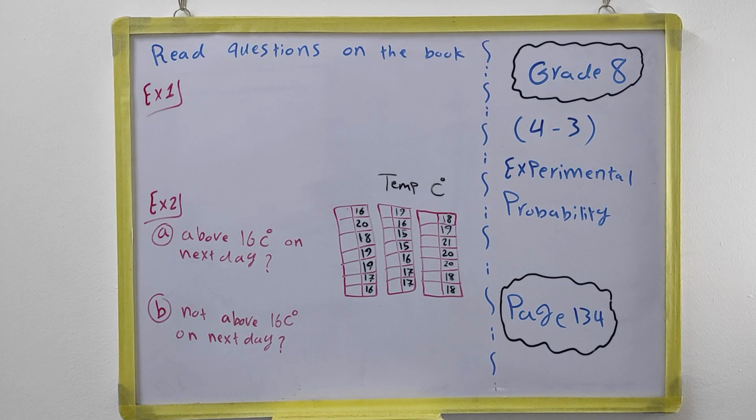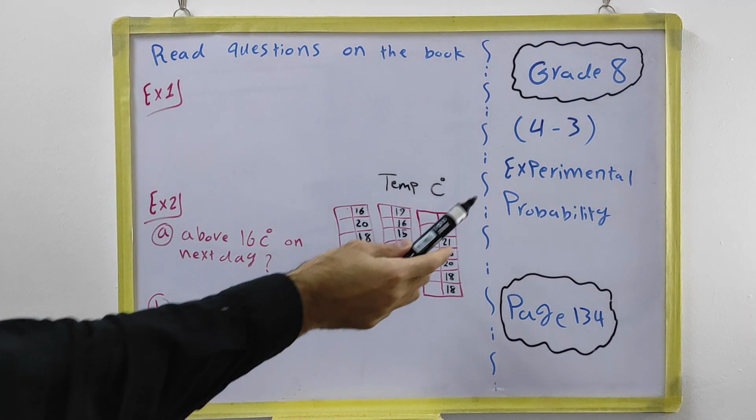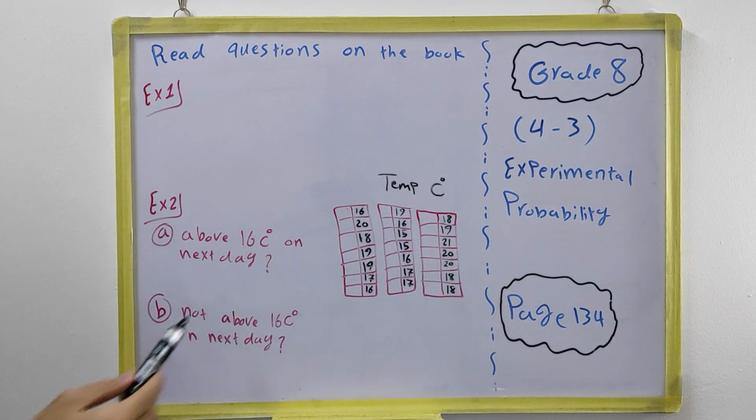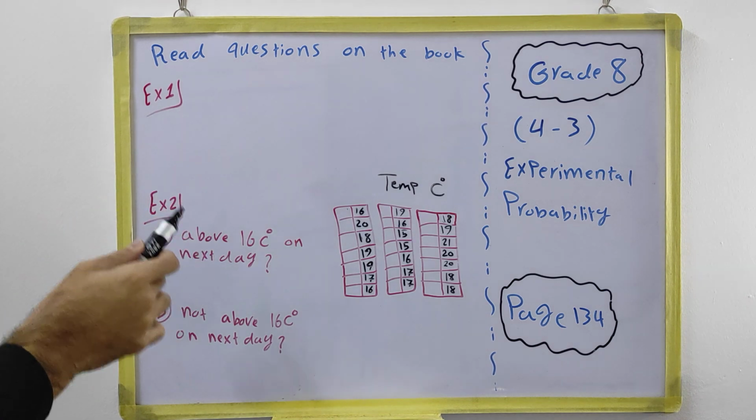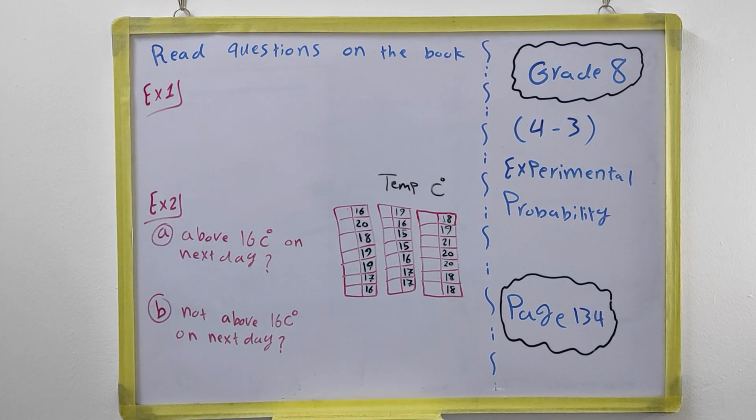Hi everyone, in this video we have grade 8 chapter 4 section 3 experimental probability, which is on page 134. For this section you need to read the questions in the book. For these probability sections you all need to read the probability questions in the book because we don't have much space to write all the questions down and solve them on the board. You just need to read it in the book. It's on page 134.